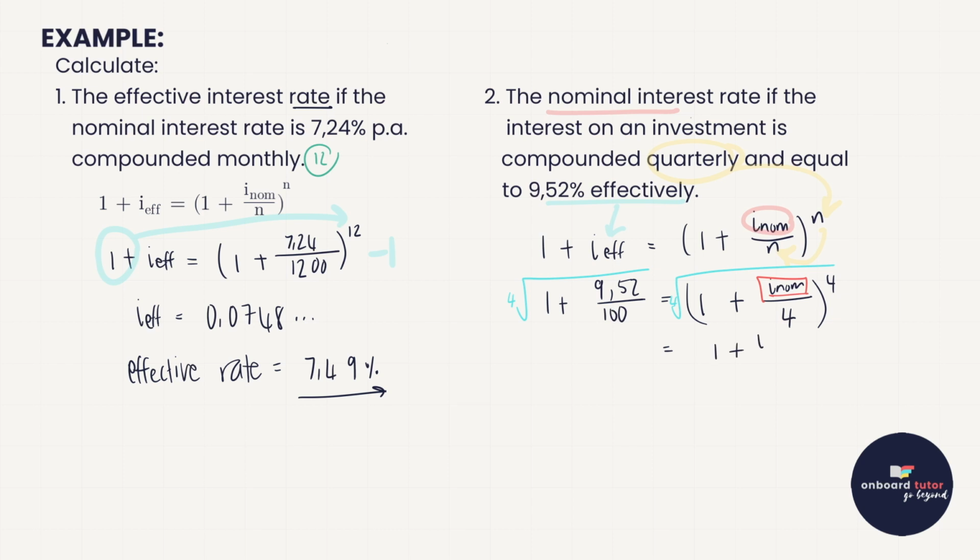So we're going to take the fourth root of that, which is then going to leave us, let's have a look, 1 plus i nominal over 4 is going to equal the fourth root of this. Let's quickly calculate what is 1 plus 9,52 over 100. Remember, we don't want to round off yet, but we do want to make our writing just a little bit shorter. So I'm going to leave that as a fraction there in the fourth root. And now, similarly to what we did earlier, we're going to move this over. It's going to become minus 1.